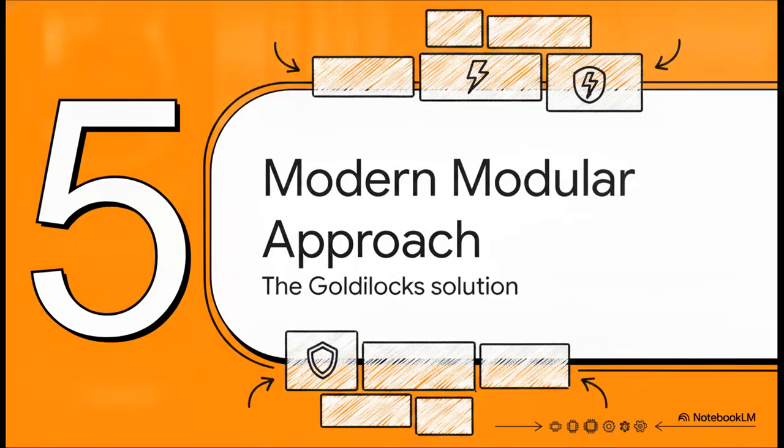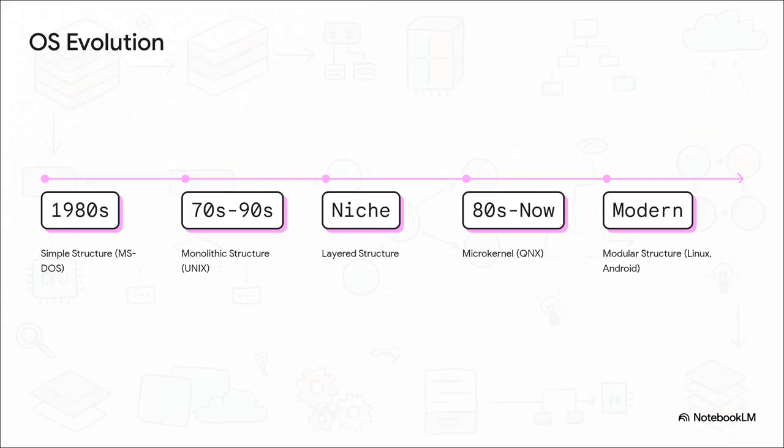Moving into the modern era, Section 5, the modern modular approach, or as I like to call it, the Goldilocks solution. So after literally decades of trial and error, engineers finally struck the perfect balance. We went all the way from the fast but super messy MS-DOS in the early 80s to the powerful but fragile Unix, then to those layered traffic jams, and finally to the super safe microkernel. By building on all those hard-learned lessons, we arrived at the modern era with the modular structure. And this is the very blueprint powering the billions of Linux and Android devices that we use every single day.